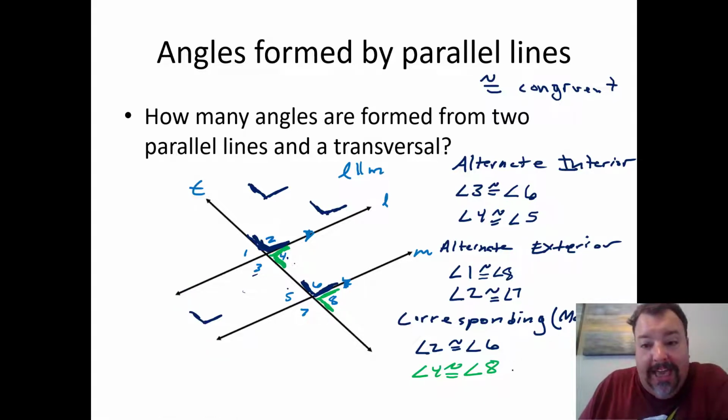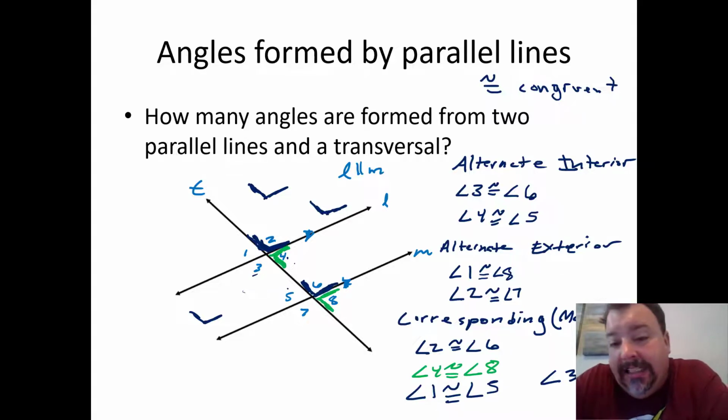There's more corresponding angles. What else corresponds? Well, angle 1 corresponds to what angle? Angle 1 corresponds to angle 5. And we have one more. Angle 3 corresponds to angle 7. And of course, as I'm writing here, all corresponding angles are congruent. So if you know one of the angles, then you know the other angle.